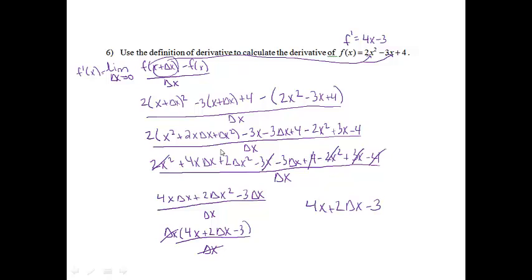Please remember, when you use the definition of derivative, we're now going to let our delta x approach 0. So I'm going to actually write that again. We're finding the limit as delta x approaches 0. So if I put in 0 for my delta x, I end up getting that the derivative is equal to 4x minus 3, which I knew should happen. So there we go.